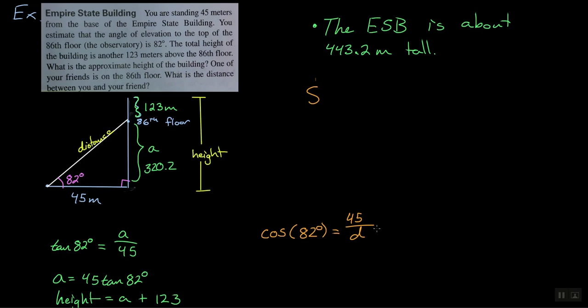If I multiply by 45, I wind up with this. Don't write it yet. If I multiply by 45, I get 45 cos 82 equals 45 squared over D. I'm trying to solve for D, right? Where's D right now? In the orange one.